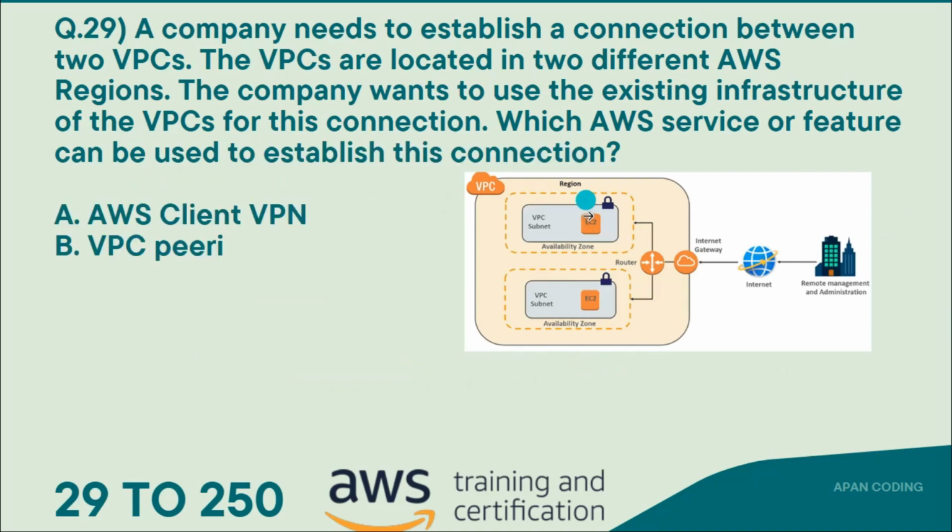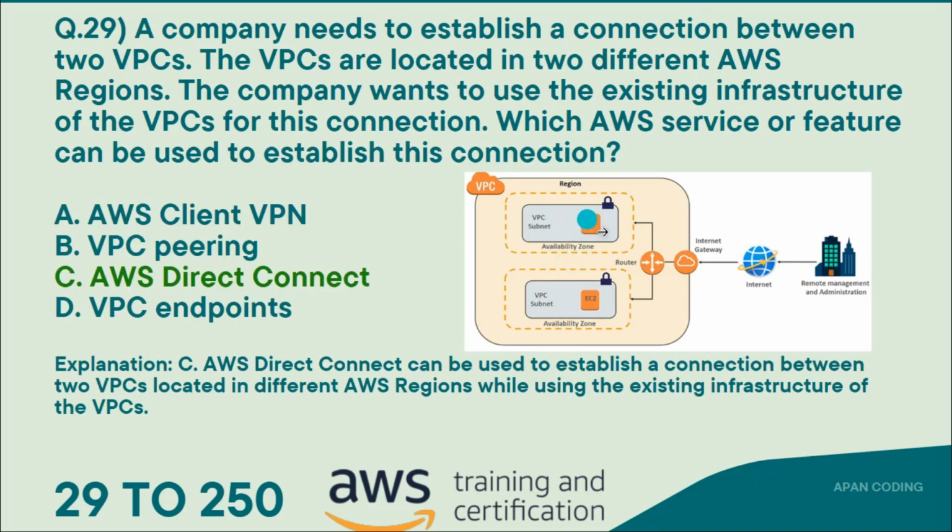You can see here the region, and inside the region is the availability zone, and all of it is connected to the VPC, virtual private cloud. This one is the internet gateway, and this one is the internet, and you can use the administrator and the remote servers. Okay, you can see here, friends.